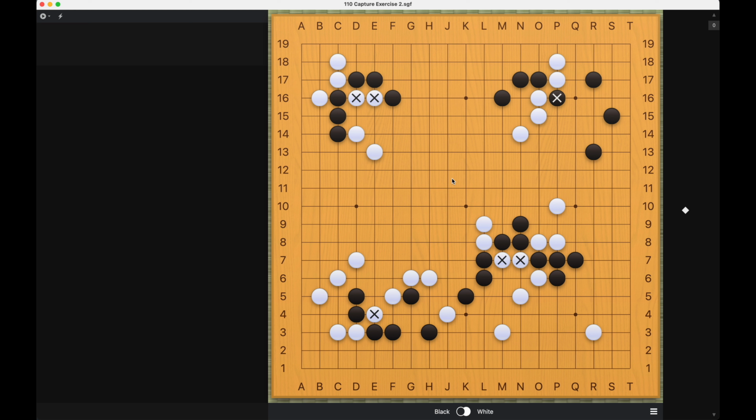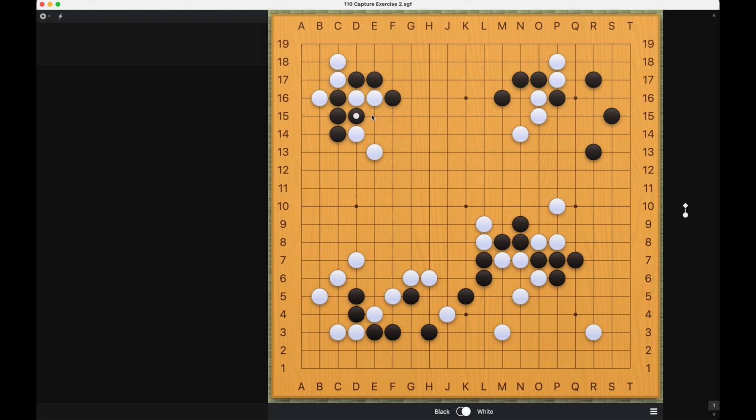Please feel free to pause the video and try out the problems yourselves. If you're ready, let's look at the problem on the upper left. It is black to move, and the target is these 2 white stones. So when you're trying to solve the problem, it is tempting to try the 2 Atari moves, right? So let's try that.